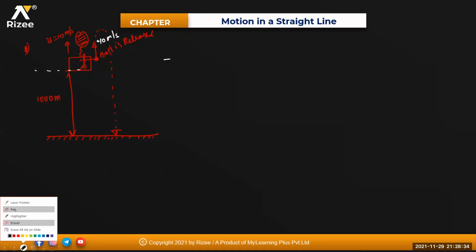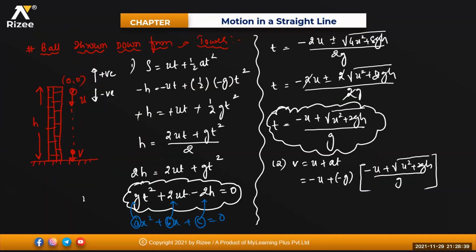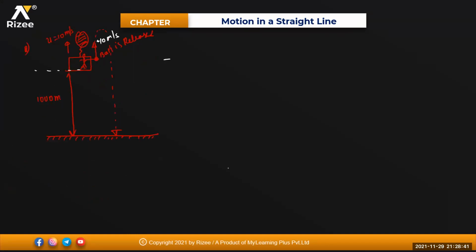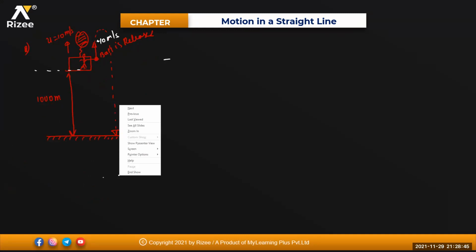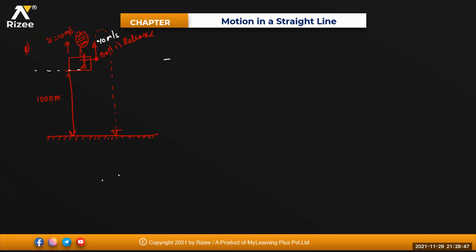Can anyone try this one, beta? Minus h is equals to u into t, plus acceleration due to gravity, negative half into g into t square. So height will be equal to minus 1000. That is equals to initial velocity 10 into time t minus half, g value I'm taking 10, into t square.